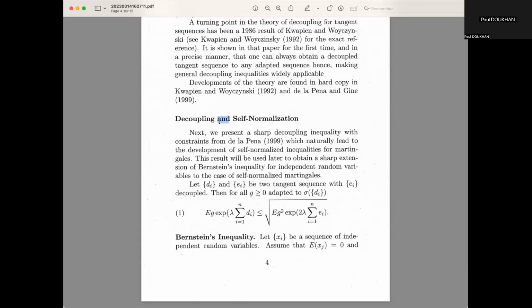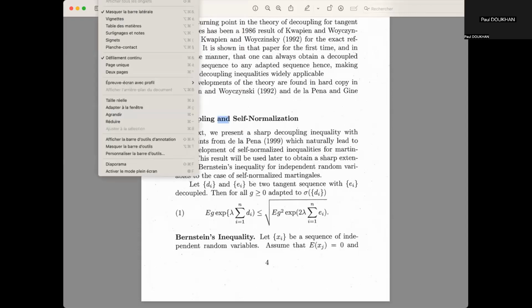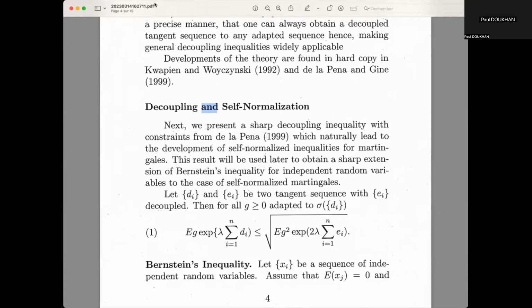Okay, well, I am nervous, but let's go to Bernstein. So this is the decoupling inequality. The moment generating function of the sum of arbitrary variables is bounded from above by the square root of the expected value of G squared times the moment generating function of the conditionally independent variables. This is basically reverse Hölder's inequality. So that's why this is true.